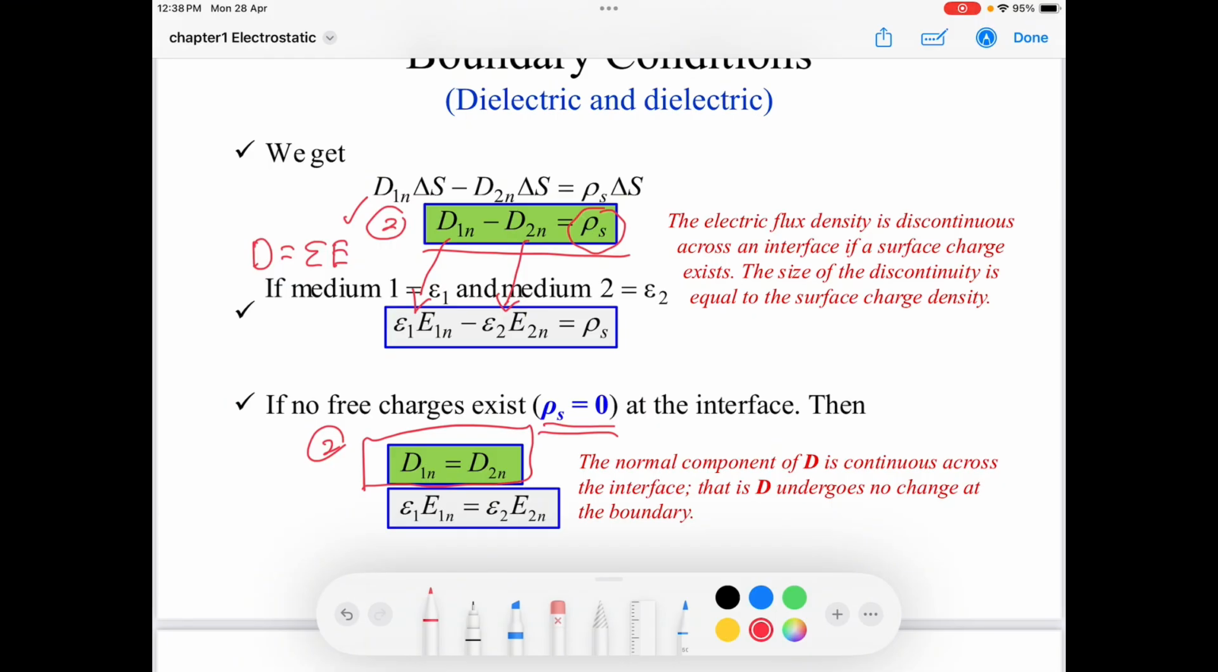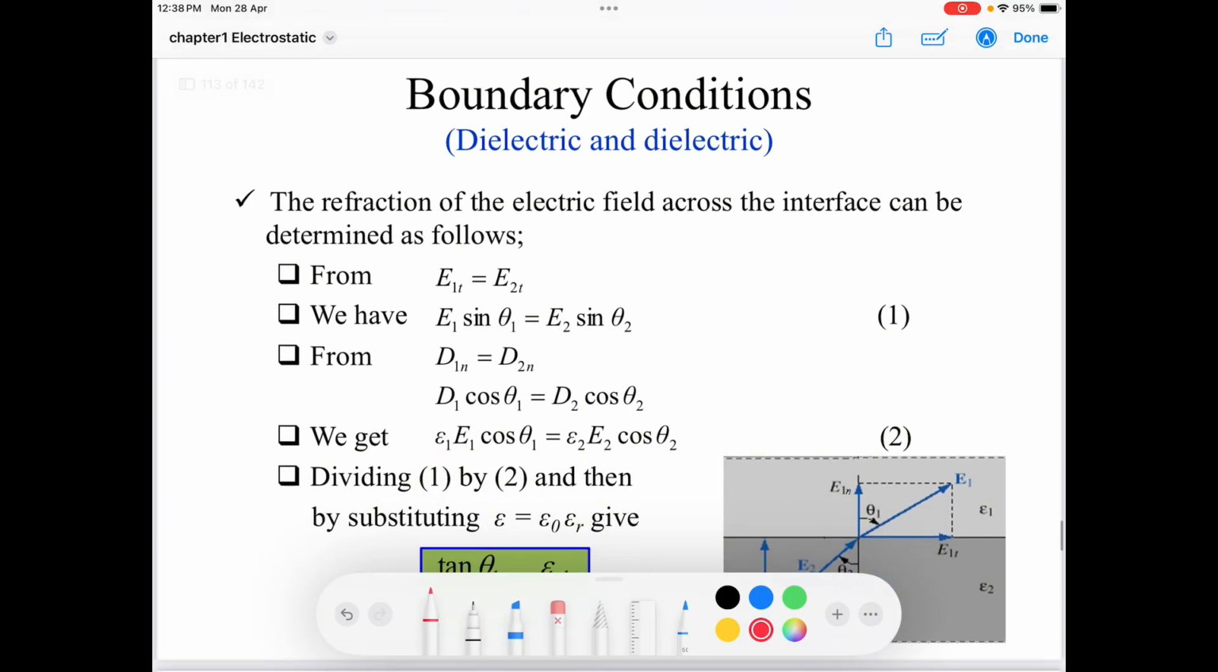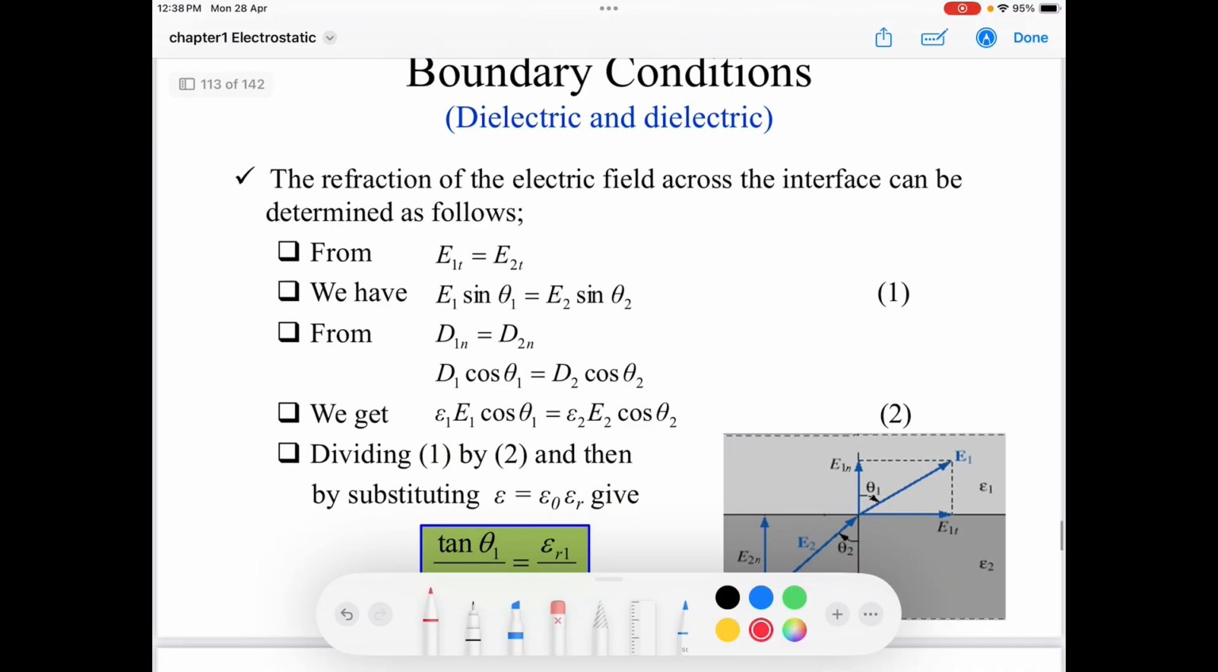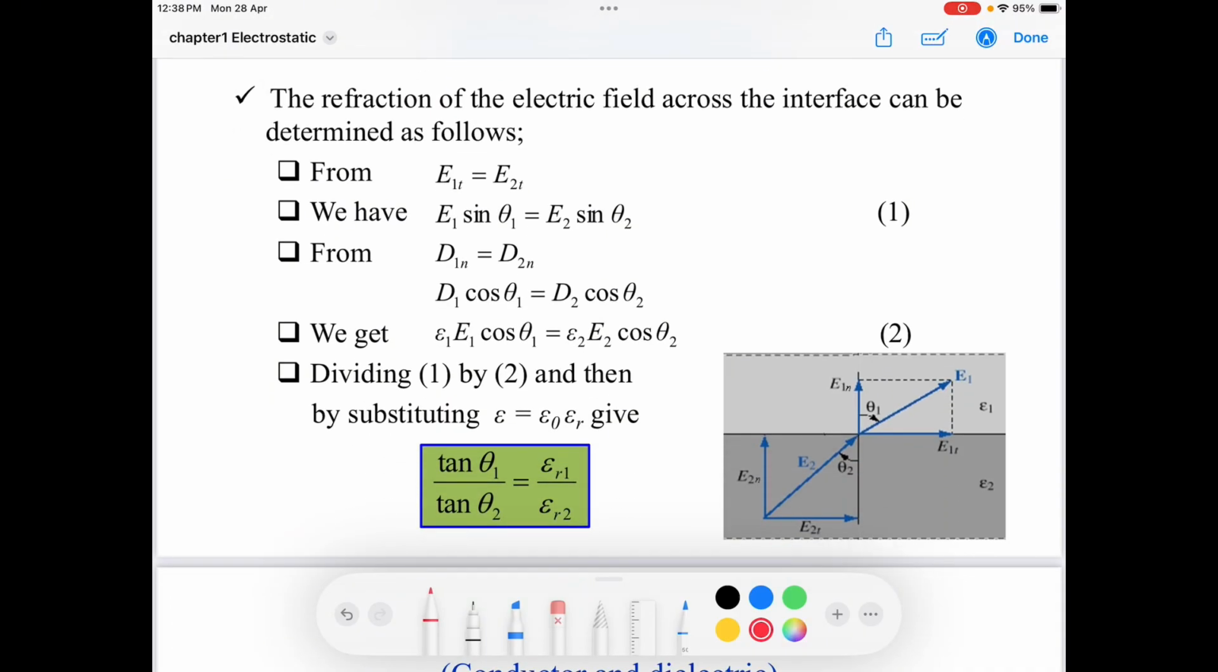So from this boundary condition, we can actually estimate the angle that the electric field makes with the interface and the normal to the interface. You see here, we can break the electric field into tangential and normal components. So there will be an angle that the electric field E1 makes with the normal component and also the tangential component. You can easily find this angle by using trigonometry.